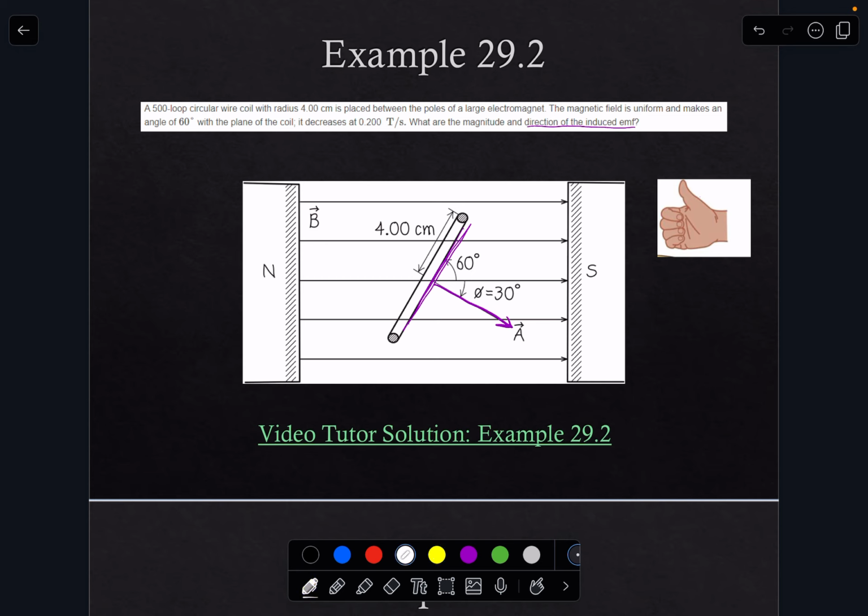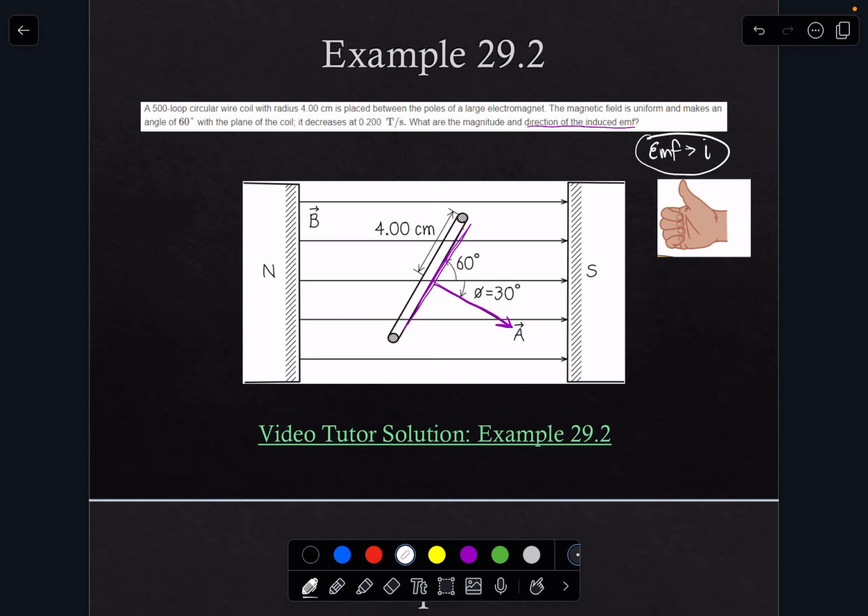In case you didn't already realize, the EMF direction is going to be in the same direction as the current. So if we're finding the direction of the EMF, that's also going to be the direction of the induced current. So let's start with that. What's changing in this problem here? What aspect of the flux is changing with time? Is it the area? Is it the angle?